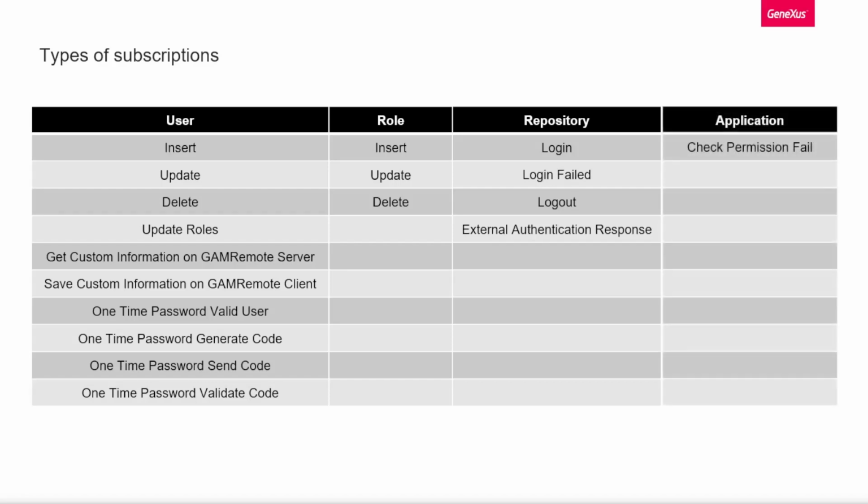And lastly, we have application events. In this case, there's only check permission fail, which is triggered when a permission is denied. This could be used, for example, to record a log of permissions that are checked and denied.